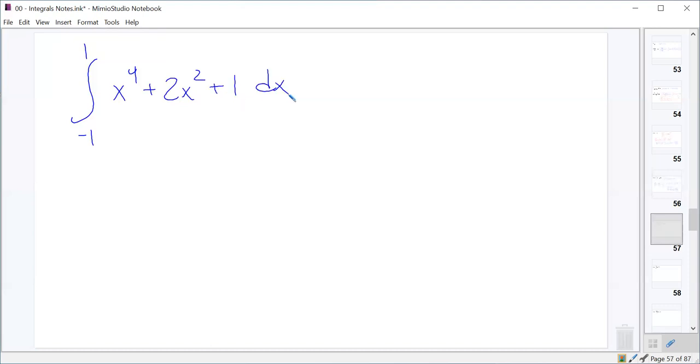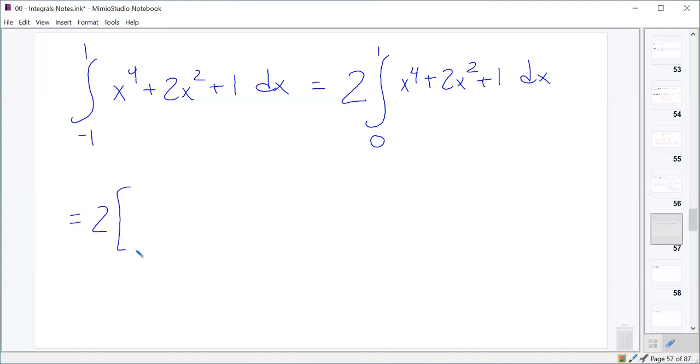To make your arithmetic perhaps just a little bit easier if you want to, you can say this is equal to twice the integral from 0 to 1 of that same function. Right? Because we have the same amount on both the left and the right-hand side. So easy enough to just evaluate this at 0. It's going to make our lives a little bit easier. So we'll see that if we do this, we end up with 2 times x to the 5th over 5 plus 2/3 x cubed plus x, the same integral we had before, but this time from 0 to 1.